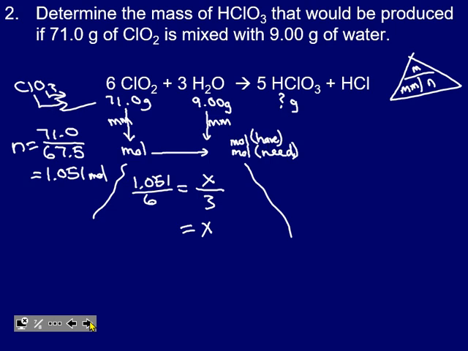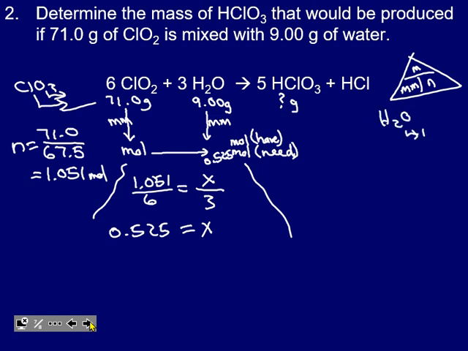What do we have? I guess 3 down to 6 is half, isn't it? It's like a half. We're going down. What do you got? 0.525. 0.525. So I need 0.525 moles. If I have 71 grams, I'm going to need 0.525 moles of the water.